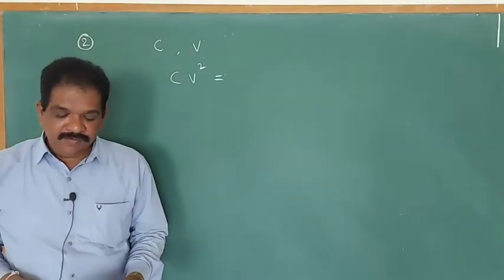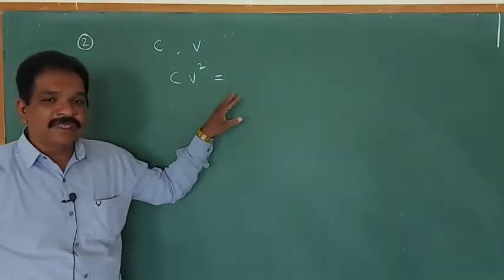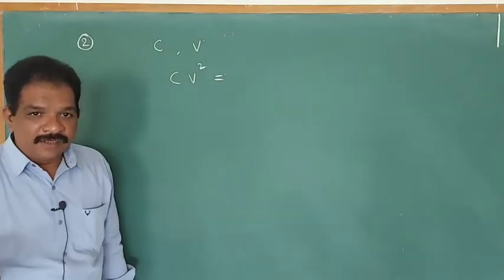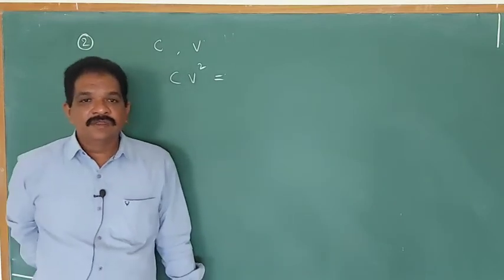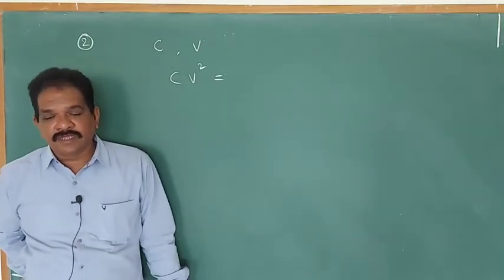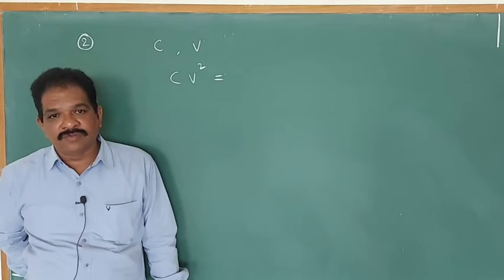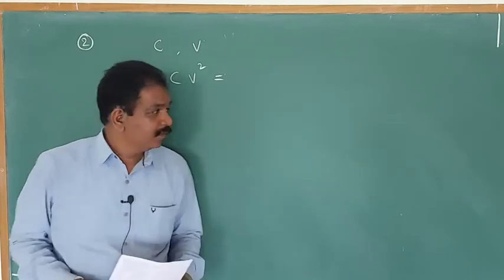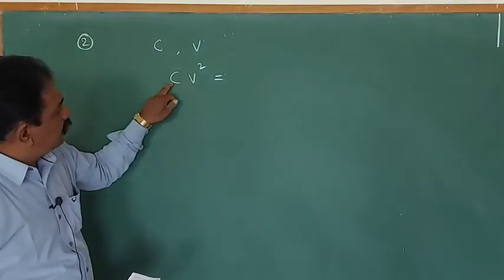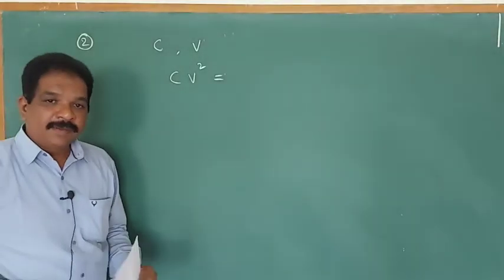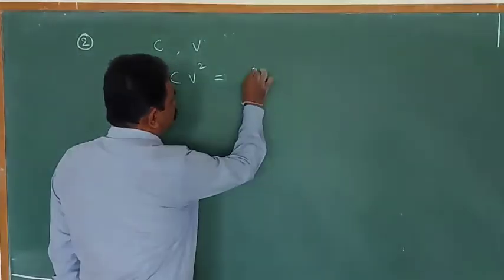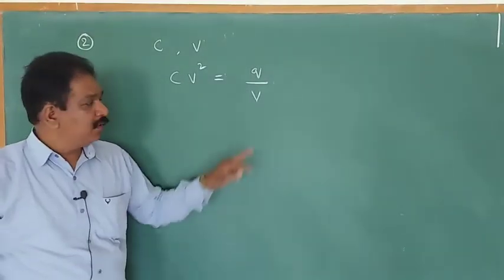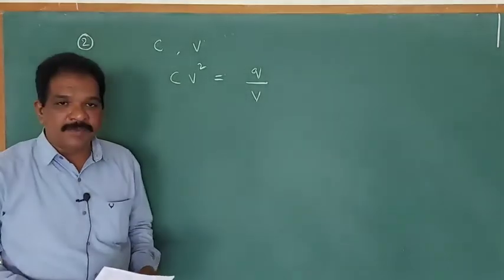Clear? Some second PU knowledge is required to do this question. Already I told you that in this chapter some quantities will come from the second PU also. Just learn that. Okay, that is enough. C means capacity. The capacity formula is Q by V. Charge per unit potential is called capacity.